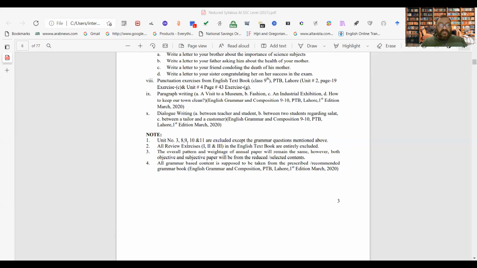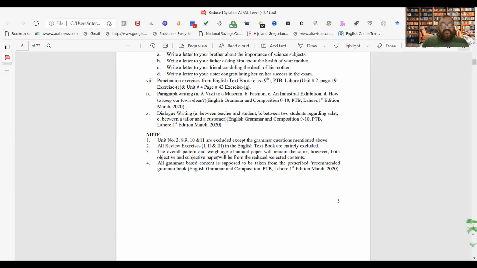Units number 3, 8, 9, 10, 11 are excluded except the grammar questions mentioned above. You have to see these units are no more. Excluded means they are cut from the syllabus. Okay. All review exercises 1, 2, and 3 in the English text are entirely excluded. So please note that all review exercises 1, 2, and 3 are cut. Excluded means they are out of the syllabus.